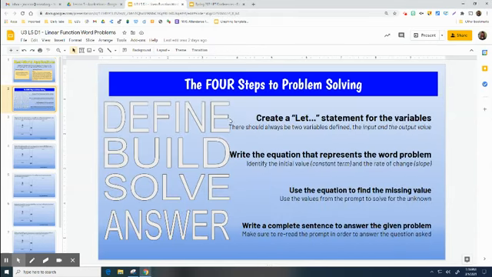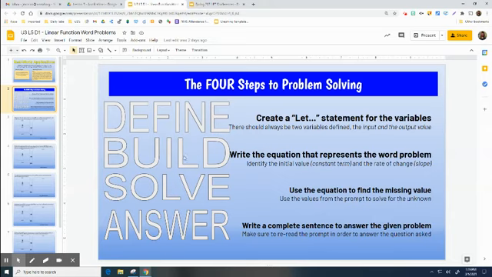As you can see here, we use our 4 steps of problem solving. We're going to define, which is our let statement. We're going to say let X represent and let Y represent. We'll always have 2. We will have one variable representing the input values and one variable representing the output values. That's your X and your Y, or your domain and range.